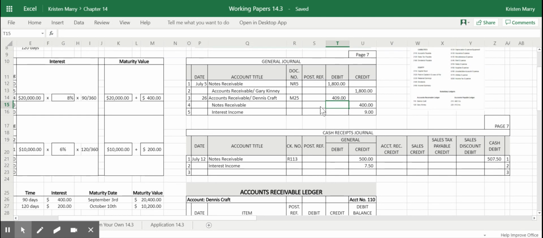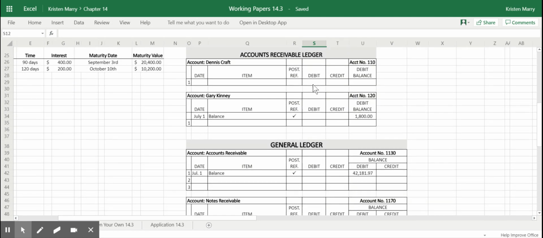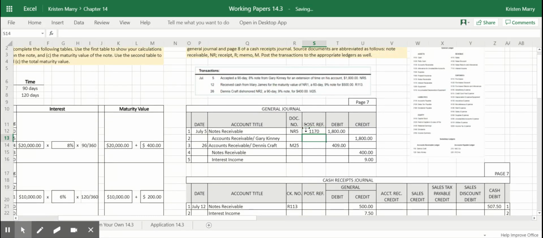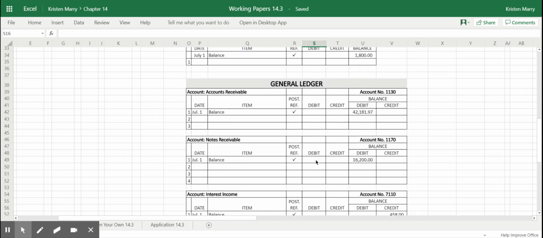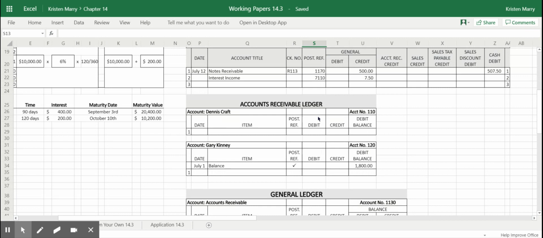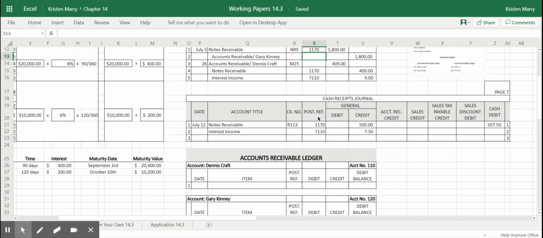We can go ahead and fill in the account numbers. So our notes receivable account number is 1170. Our interest income is 7110, and then accounts receivable is 1130, and Gary Kinney is 120, so 1130 backslash 120, 1130 backslash 110 for Dennis Kraft.